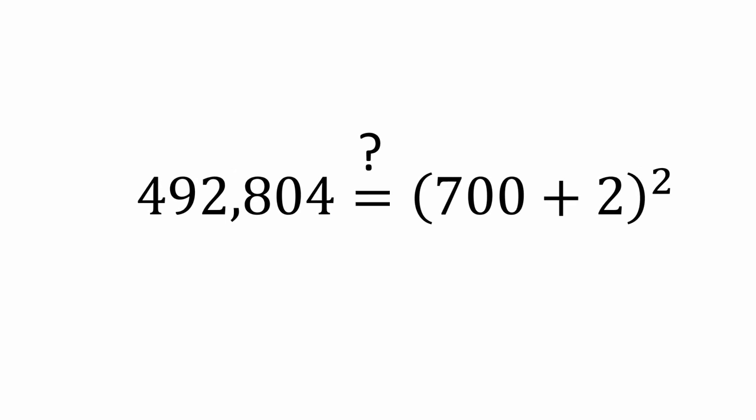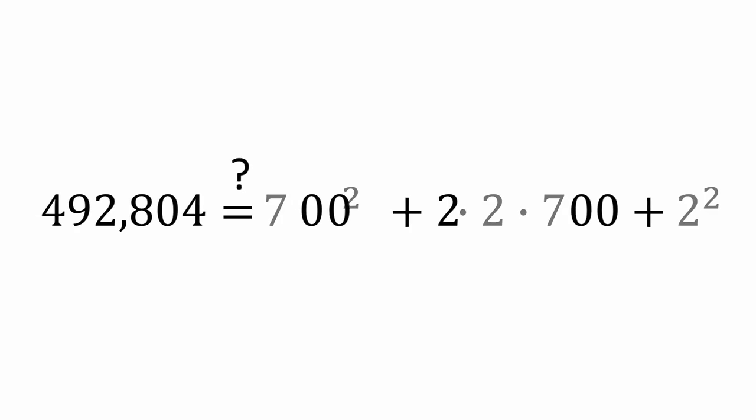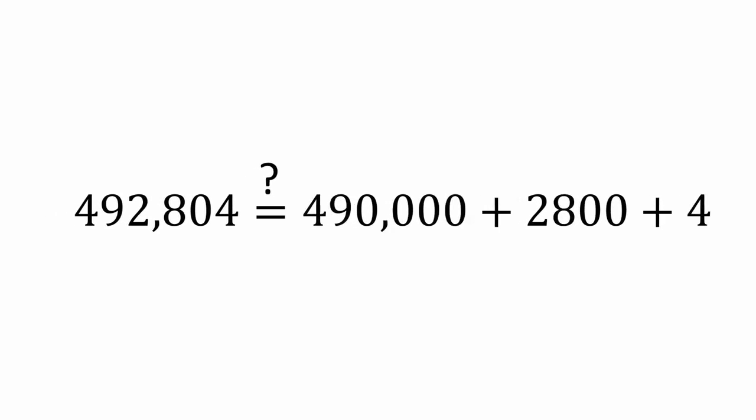We'll rewrite 702 as 700 plus 2 and pretend we're squaring a binomial. When we square it, we get the square of the first number, which is 700 squared, plus double the product of the two numbers, which is 2 times 700, plus the square of the second number, which is just 2 squared. And that looks good, so our guess is correct.